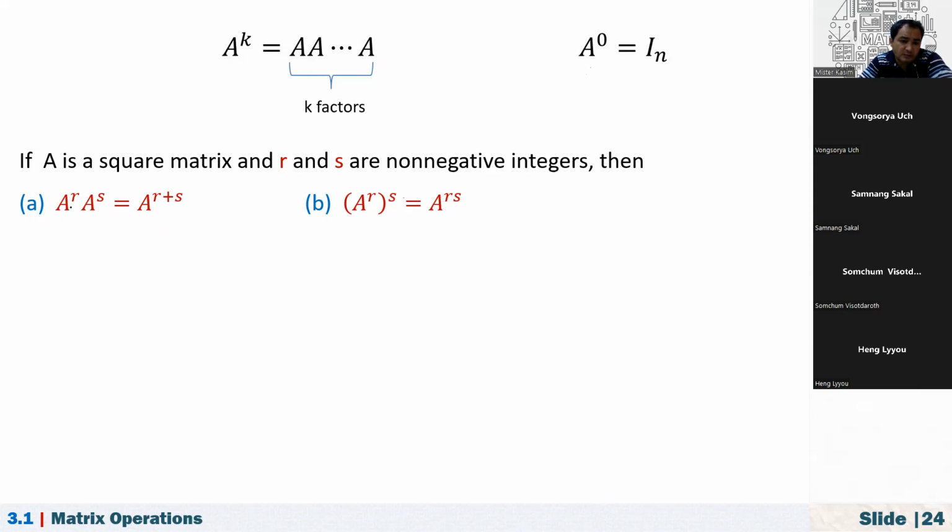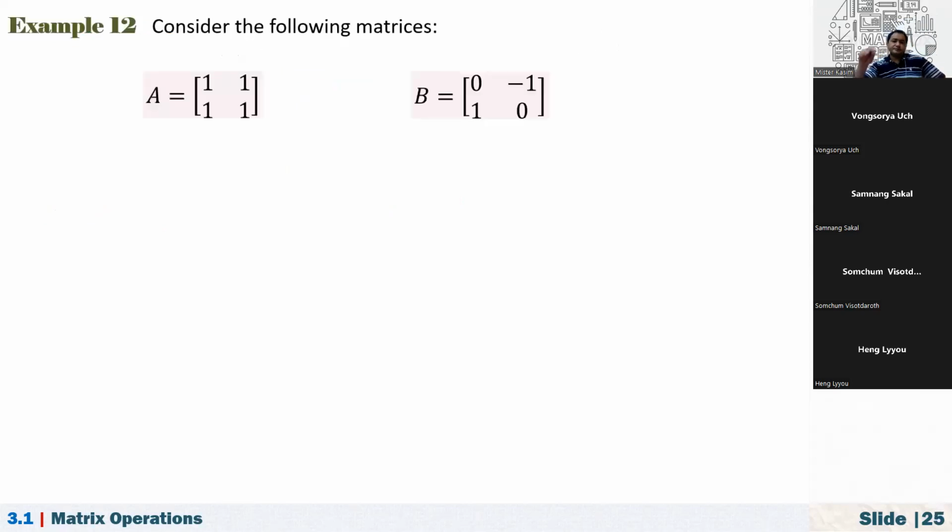It means that a is multiplied by itself r times. And how about a to the power of s? That means that a is multiplied by itself s times. Now, again, how many a's do we have here? r plus s, right? Again, using the definition, we can write it as a to the power of r plus s.